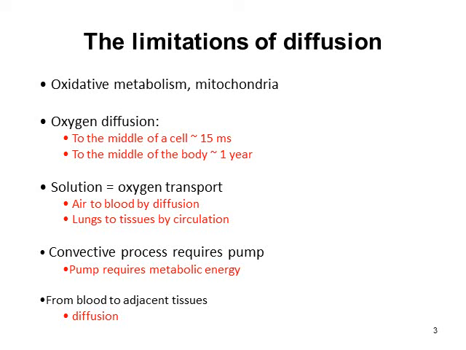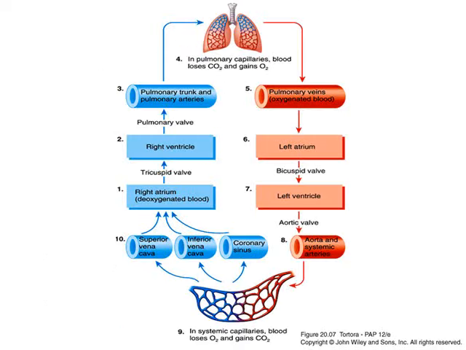The solution to this is to create an oxygen transport system, which allows oxygen to travel from the air into the blood by diffusion, and for the blood to pass from our lungs to our tissues by circulation. This is a convective process which requires a pump. The pump in question here is obviously the heart, and the heart itself requires metabolic energy in order to do its job. We then need to think about how oxygen gets from the blood into the tissues when it's in the capillary beds, and again that's by diffusion.